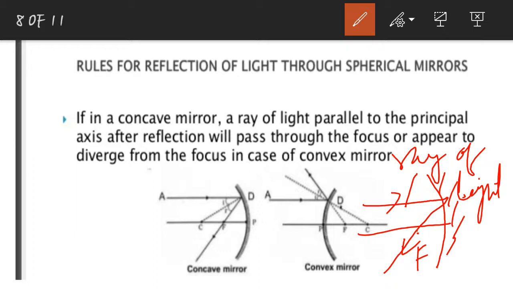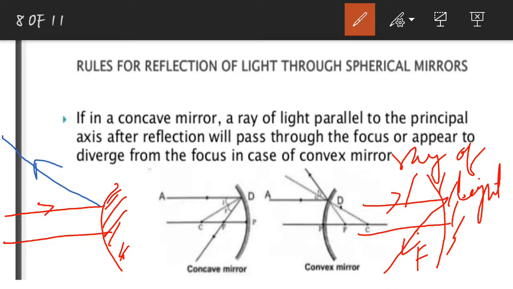Now for a concave mirror there is no problem for you, but for a convex mirror you have to keep it in mind, because there the reflection is going to be a diverging reflection. So this is a convex mirror. In this convex mirror, if a light ray is parallel to the principal axis, then this light ray will diverge like this, and if we extend it backward, it will meet like this here. So this will be the focus. This point is the focus point.